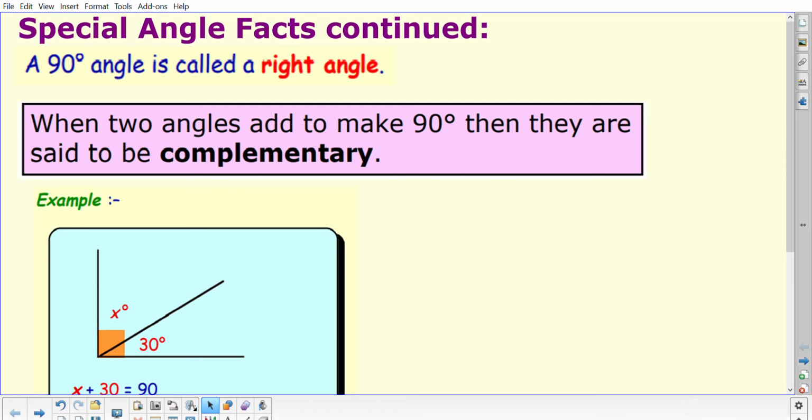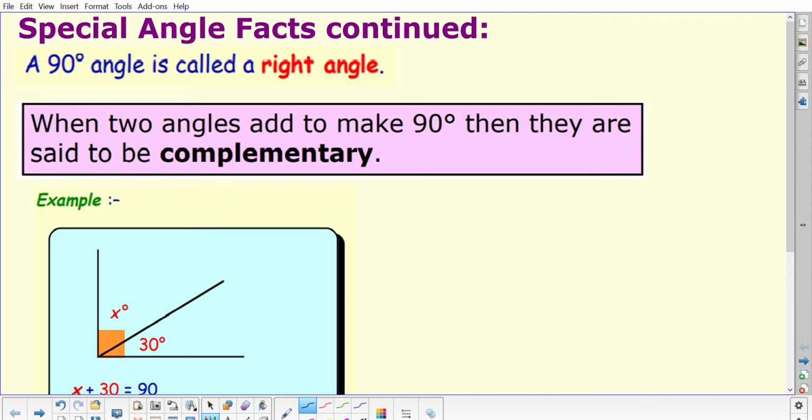So in our last lesson, you were introduced to some angle facts. We're going to just continue with using those angle facts and expand it just a little bit. There's a couple of new pieces of information, new terminology that you need to be aware of.